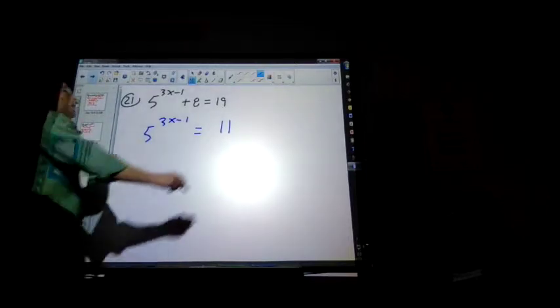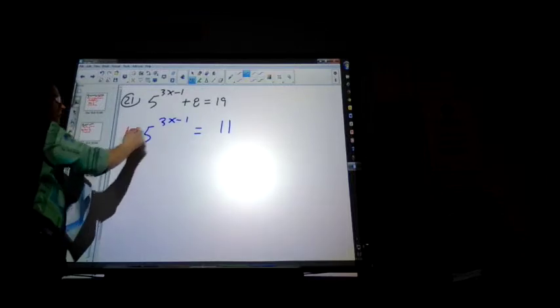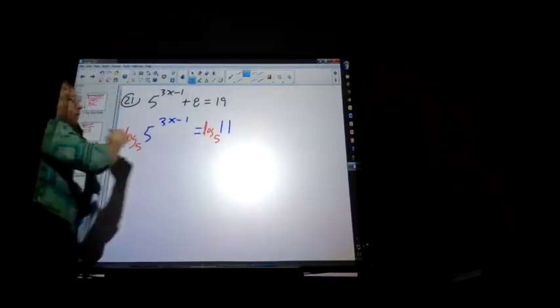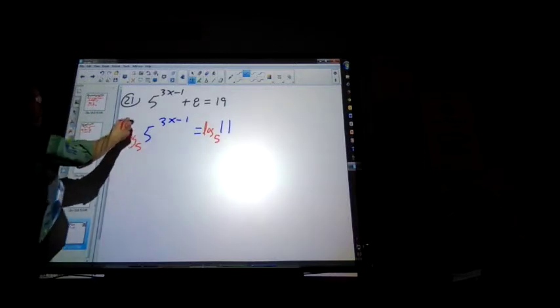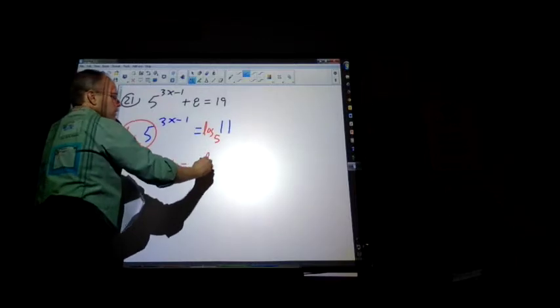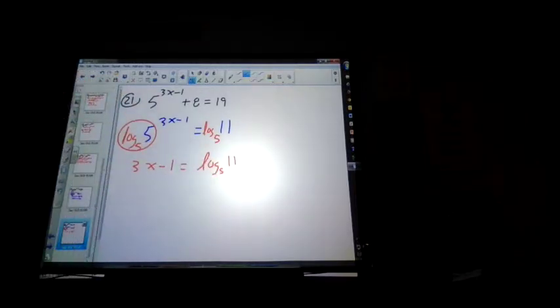I like it. All right, the reason I chose to do log base 5 on both sides is that's the base there. Okay? So this cancels out. That leaves me 3x minus 1 equals log base 5 of 11. I like that. That's good thinking on your part. No, we already did the 8. We already subtracted that 8, right?